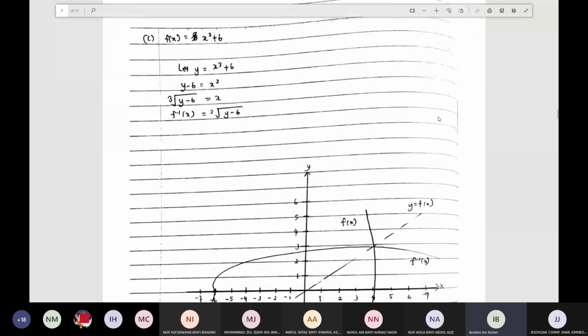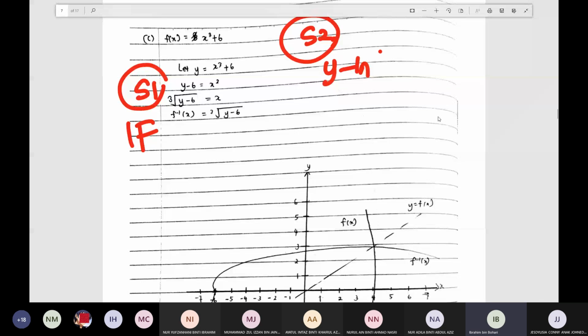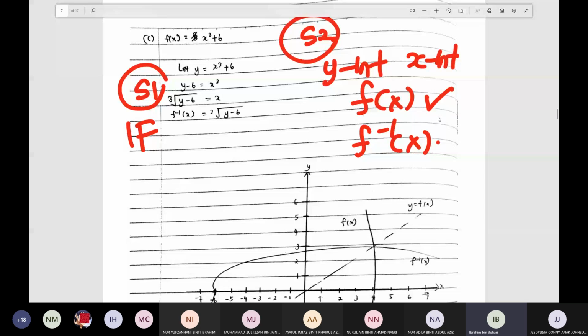Ini pun sama. Question A, question C, method dia sama. Cubic function and the linear function, method dia sama sahaja. Saya tunjukkan. First step here, you find the inverse function. Step 2, you find the y-intercept and the x-intercept of the f(x). Jadi you boleh check ini calculator saja. And f inverse function, ini you check calculator. And f inverse ini check, this one you replace y here, replace with x. Okay, betul. Ya.